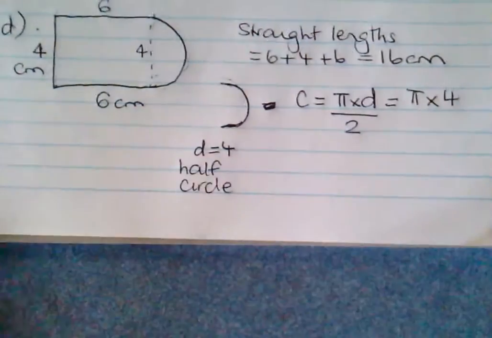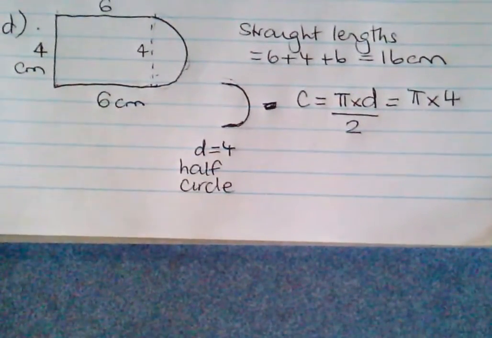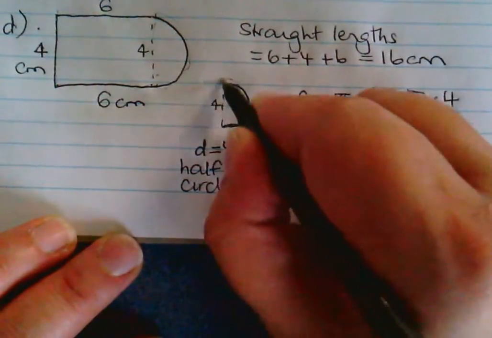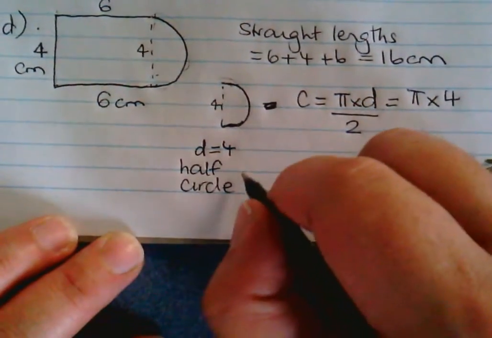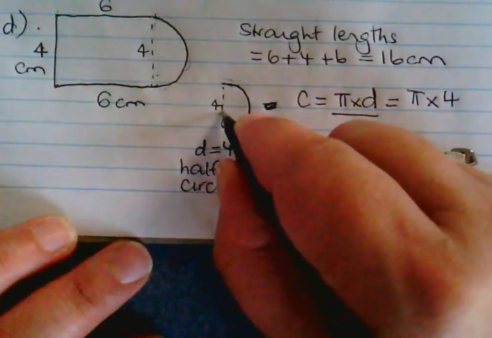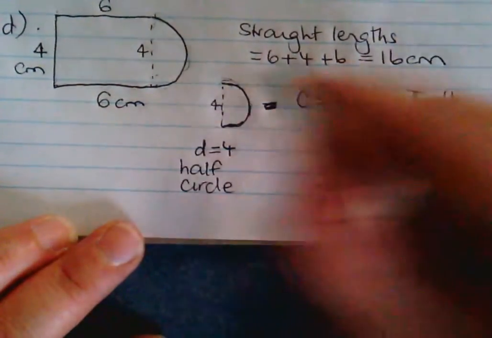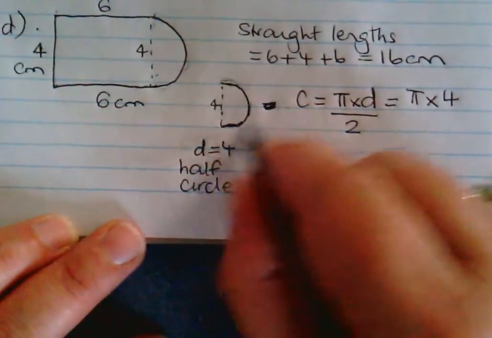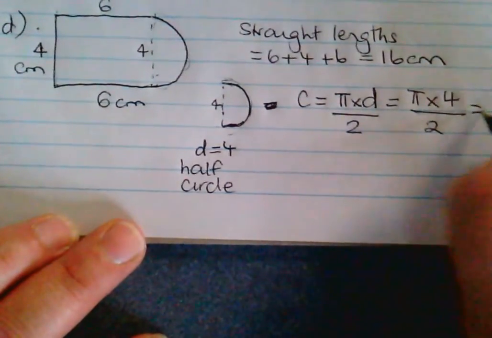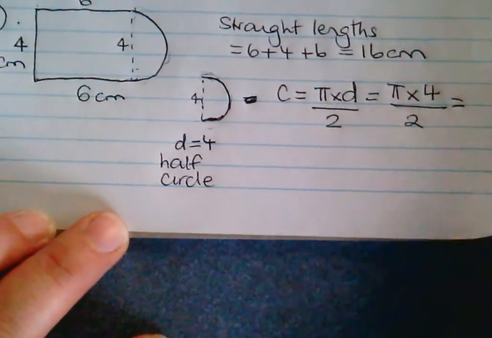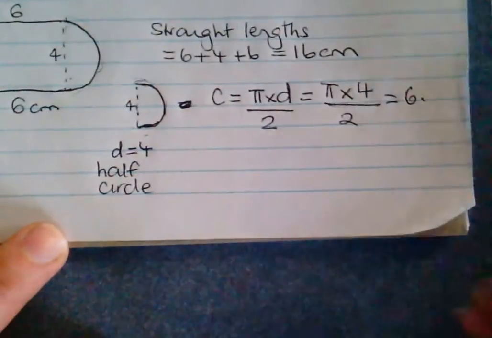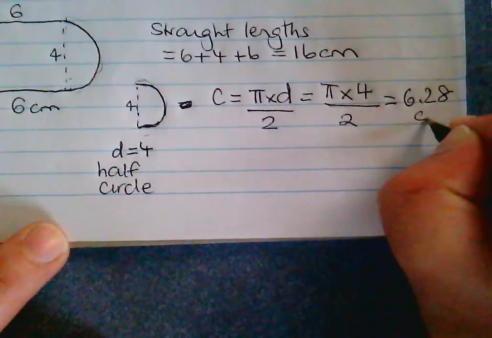You need to know whether you've got the diameter or the radius. I've got the diameter. I just need that bit there. So a whole circle would be pi times 4, but I've only got half a circle, so I divide it by 2. So pi times 4 divided by 2 should be 6 point something. 6.28, I'll just go centimeters.